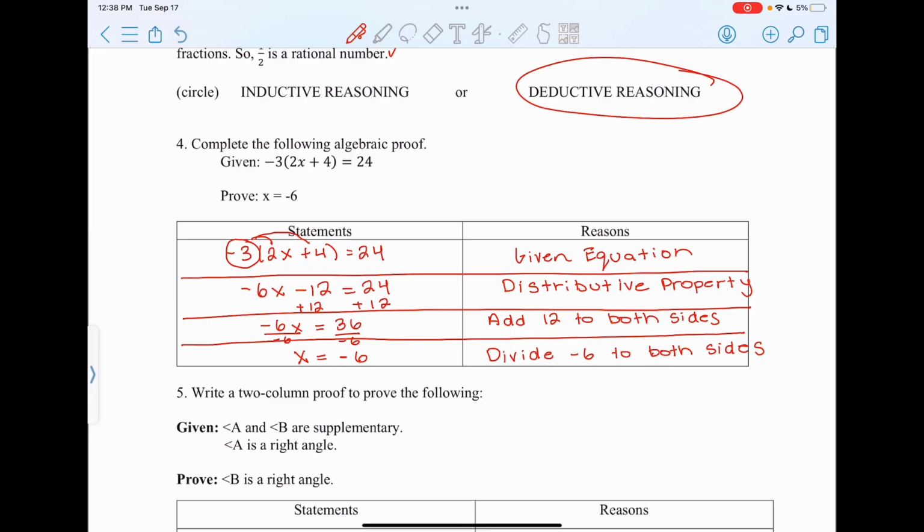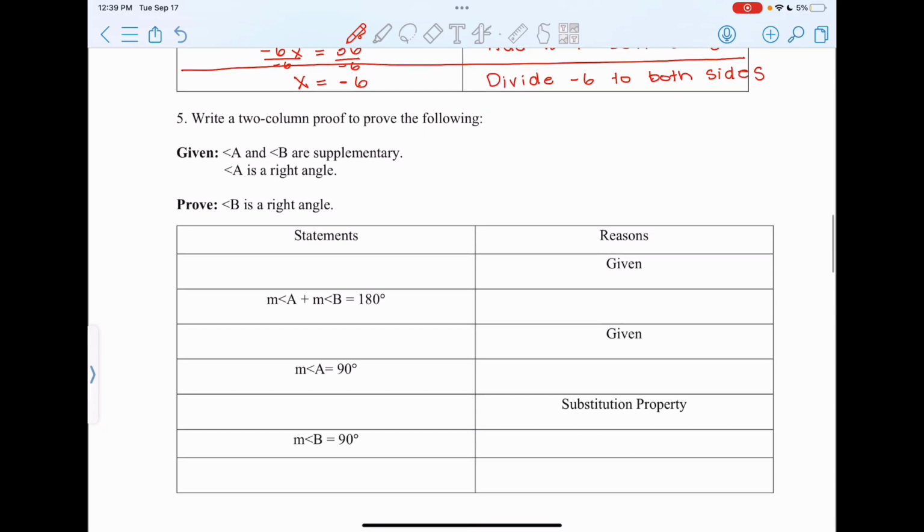So that is an algebraic proof. We are given an equation and we're solving it with our algebra skills. Now I want you to try a geometry proof.